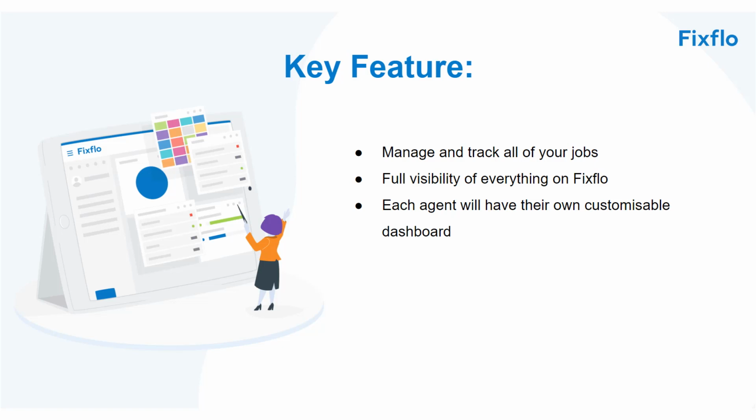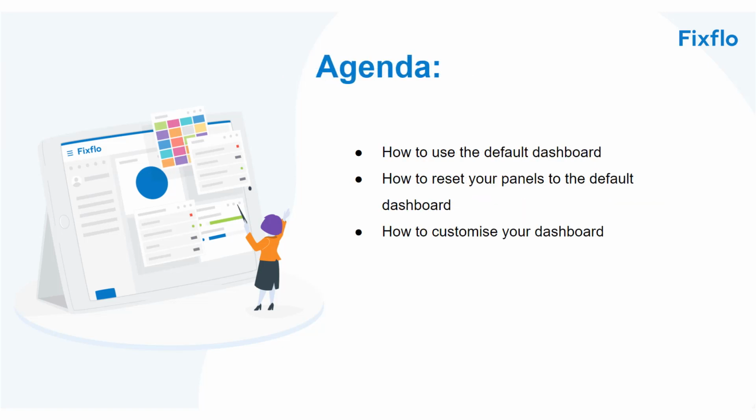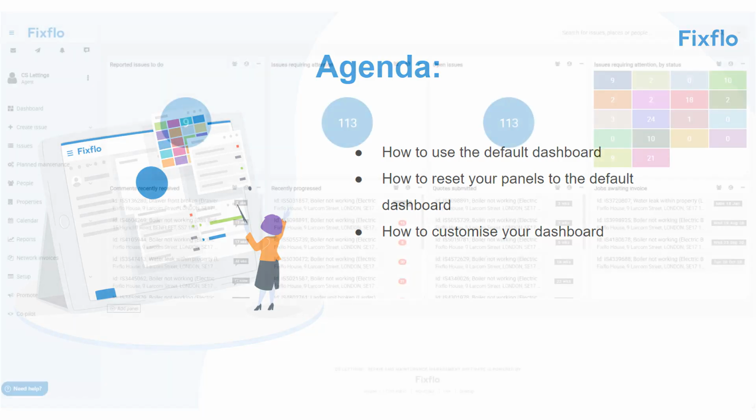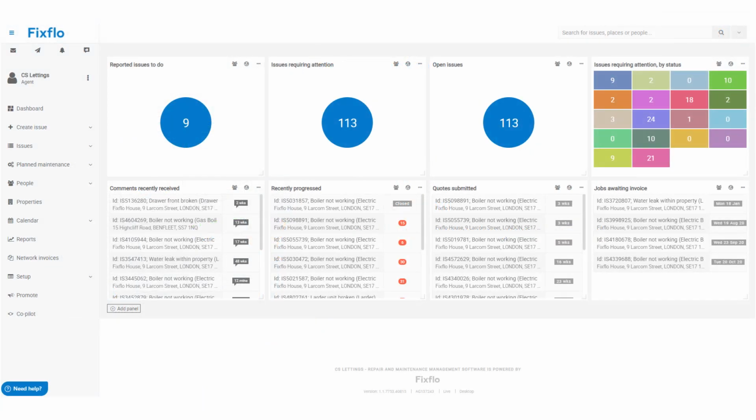Each agent will have access to their own dashboard, and they will initially start off with the default dashboard. This has been carefully thought out by the team here, and this video will explain to you how you can use this dashboard for everyday working, how you can reset your panels to the default dashboard, as well as customize your own personal dashboard. The default dashboard is made up of 8 panels, and you can easily add more by clicking on Add Panel, which sits on the bottom left-hand corner of your dashboard.